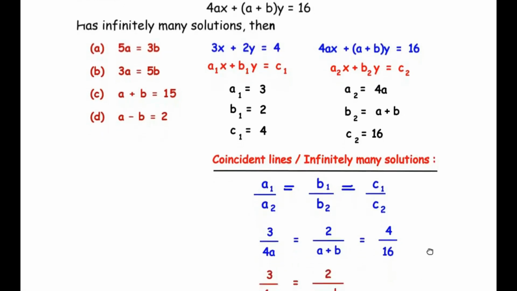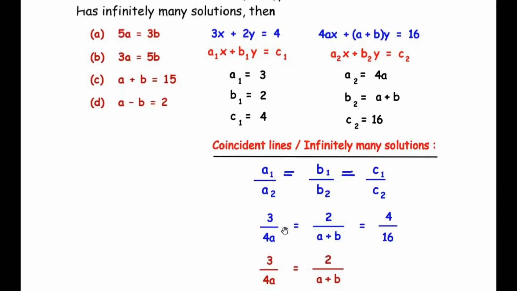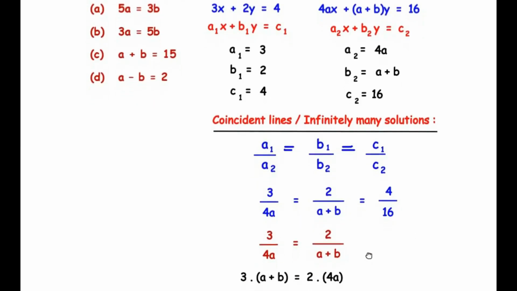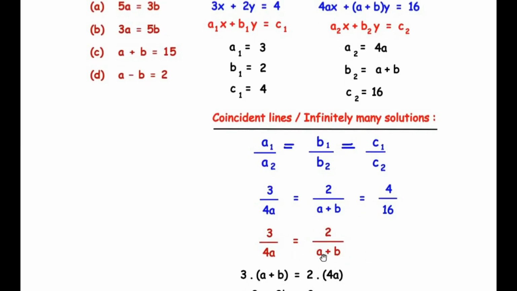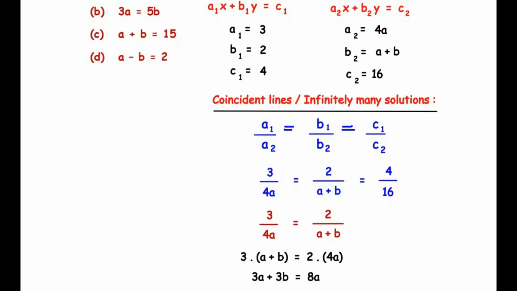Now in the next step we have taken the first two fractions, because if we see the options given, it's a relationship between a and b. So 3/(4a) = 2/(a + b). Now cross multiplying, 3 multiplied by (a + b) is equal to 2 multiplied by 4a. Now we are going to expand the brackets on the left hand side. So we get 3 times a gives 3a plus 3 times b is 3b, equal to 2 times 4a gives 8a.